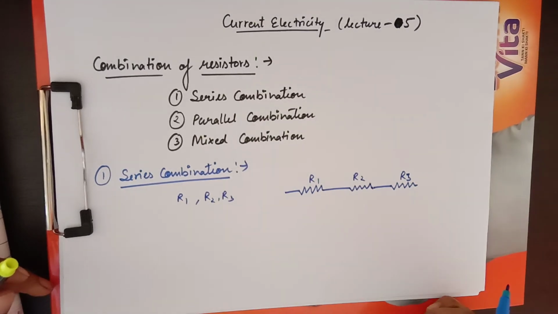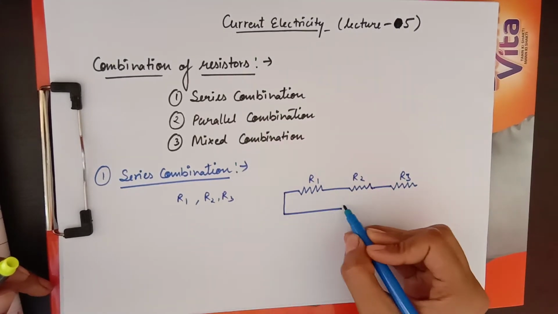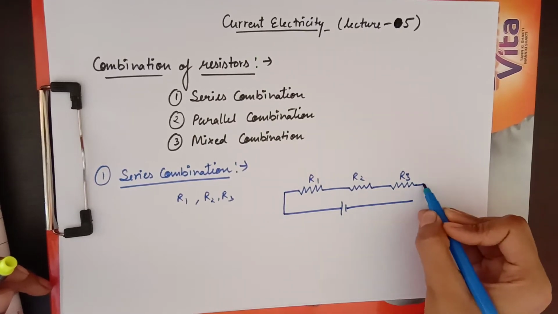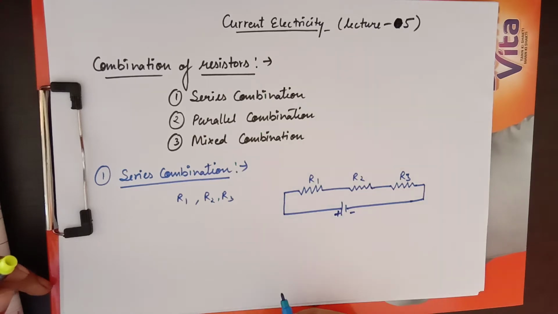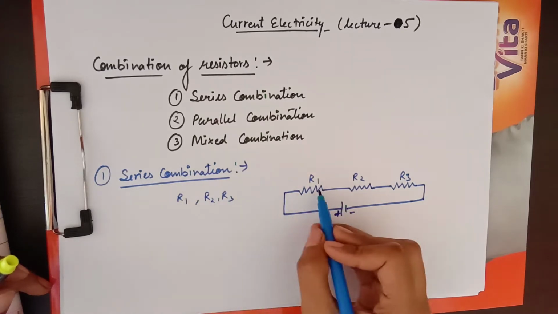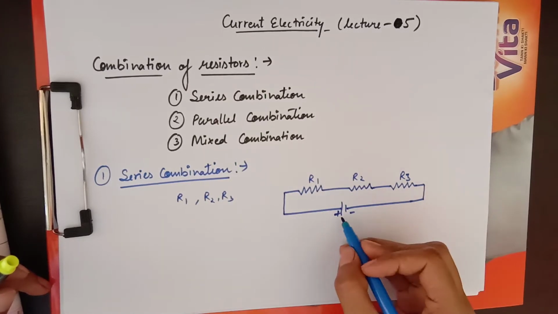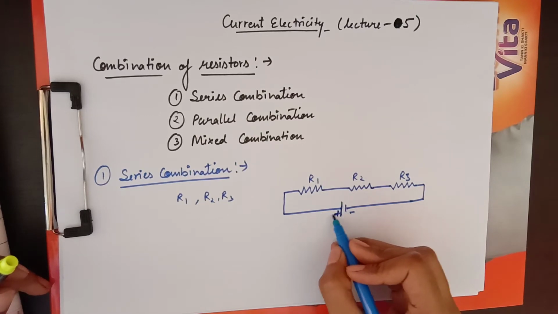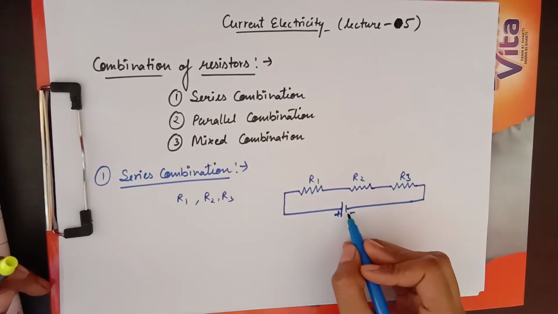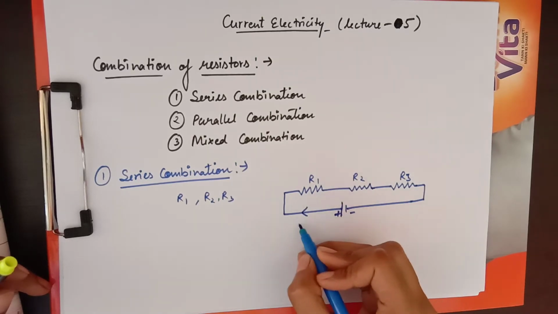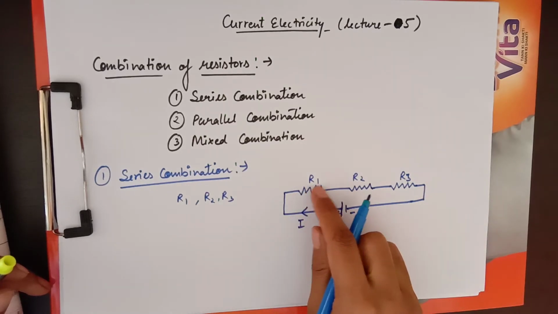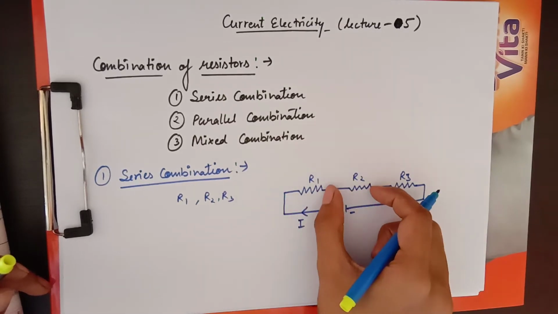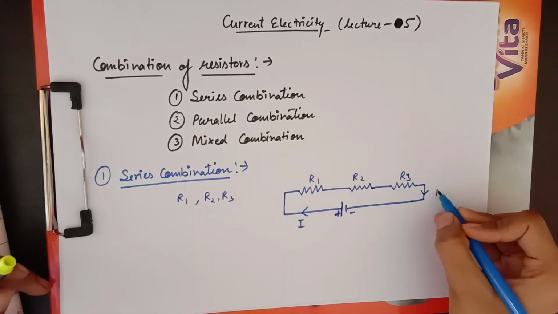As you know, for a circuit to be complete, it should be connected with a battery. The battery creates the potential difference, and here we have a positive terminal and the other is the negative terminal. When resistors are connected in series, the current will start flowing from the positive end of the battery and go towards the negative end. So let's say this is your current, I, going like this. It first goes through R1, then R2, then R3, and here it comes back.